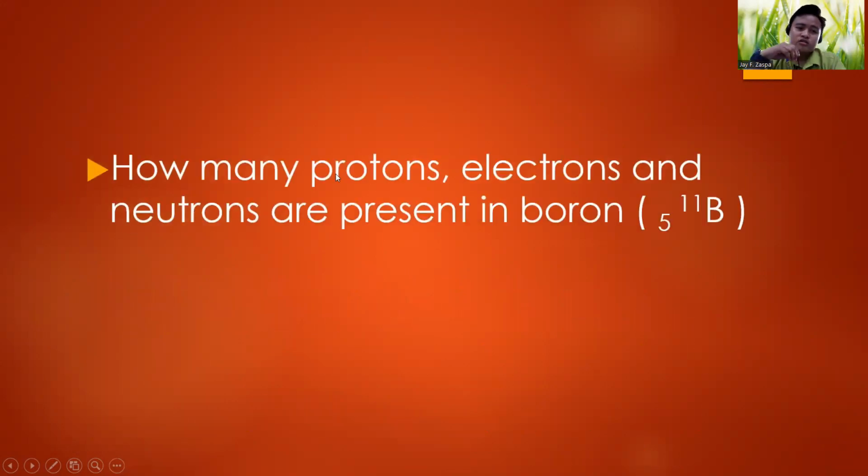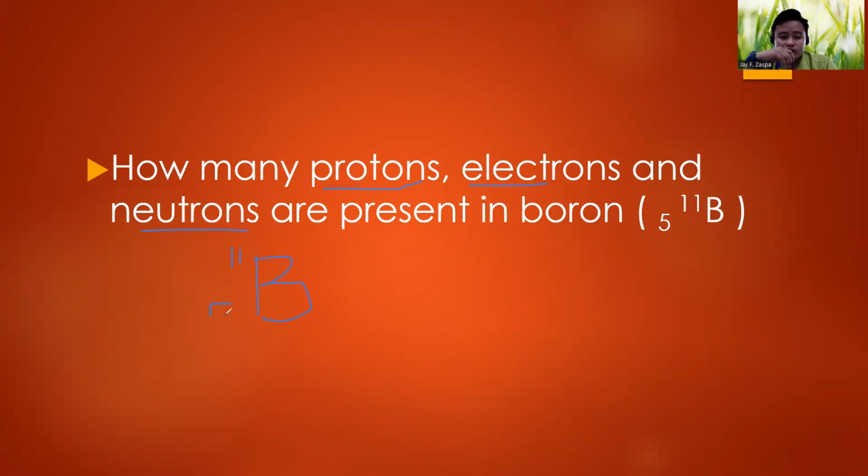So let's try to solve this one. How many protons, electrons, and neutrons are present in boron? So we are asked to get the protons, electrons, and the neutrons in boron. So we have boron-11. Let's write it here, boron 11.